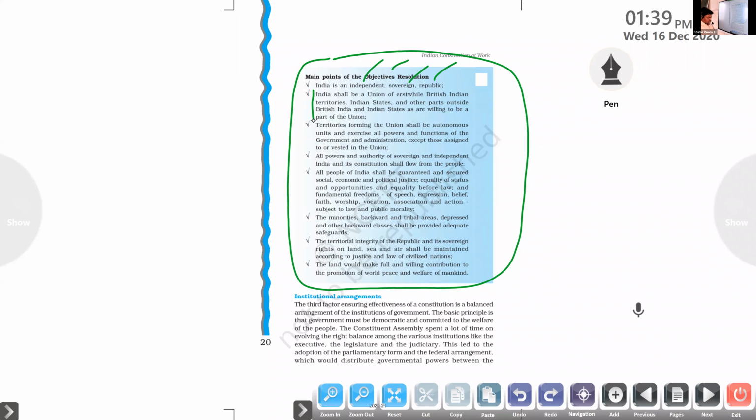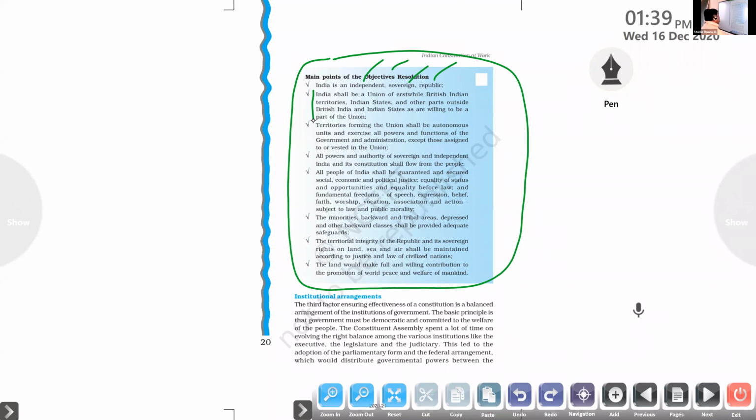So it's a group of the old British India, and the people who are interested to join the Indian Union can join. Those outside British India are also able to join the Indian Union. So it's a combination of the central government, Indian states, princely states, and those who are willing to join the Indian Union, they can join also.